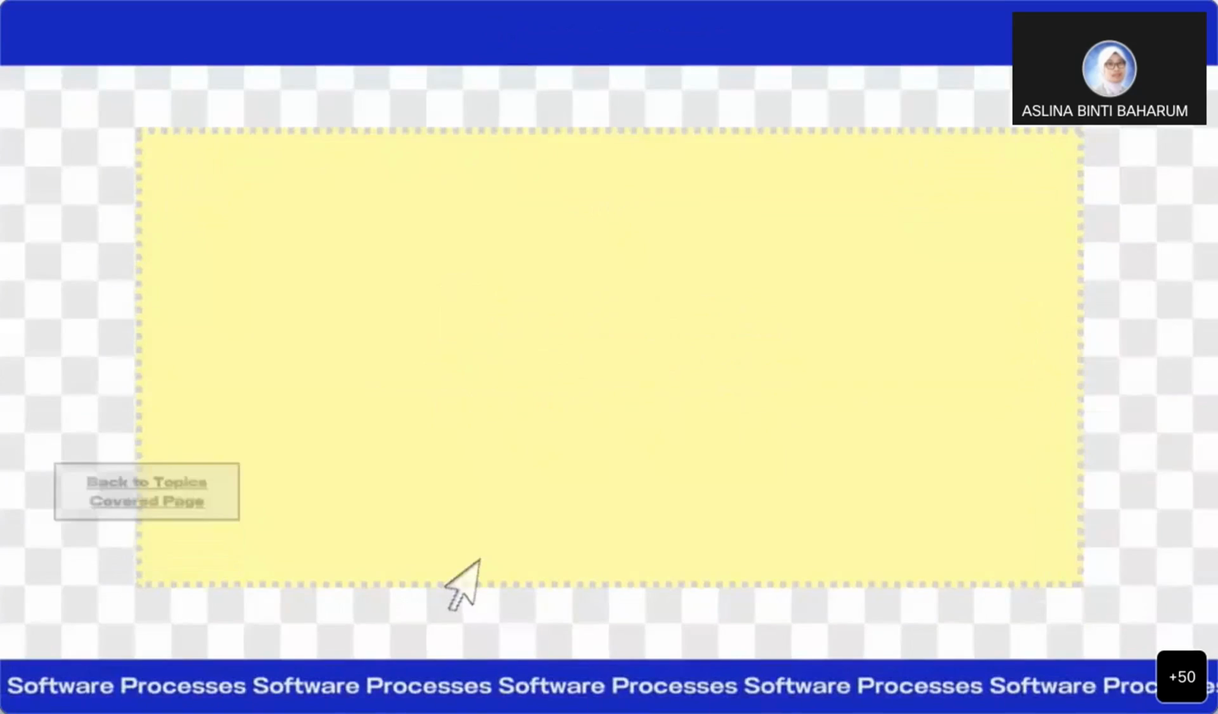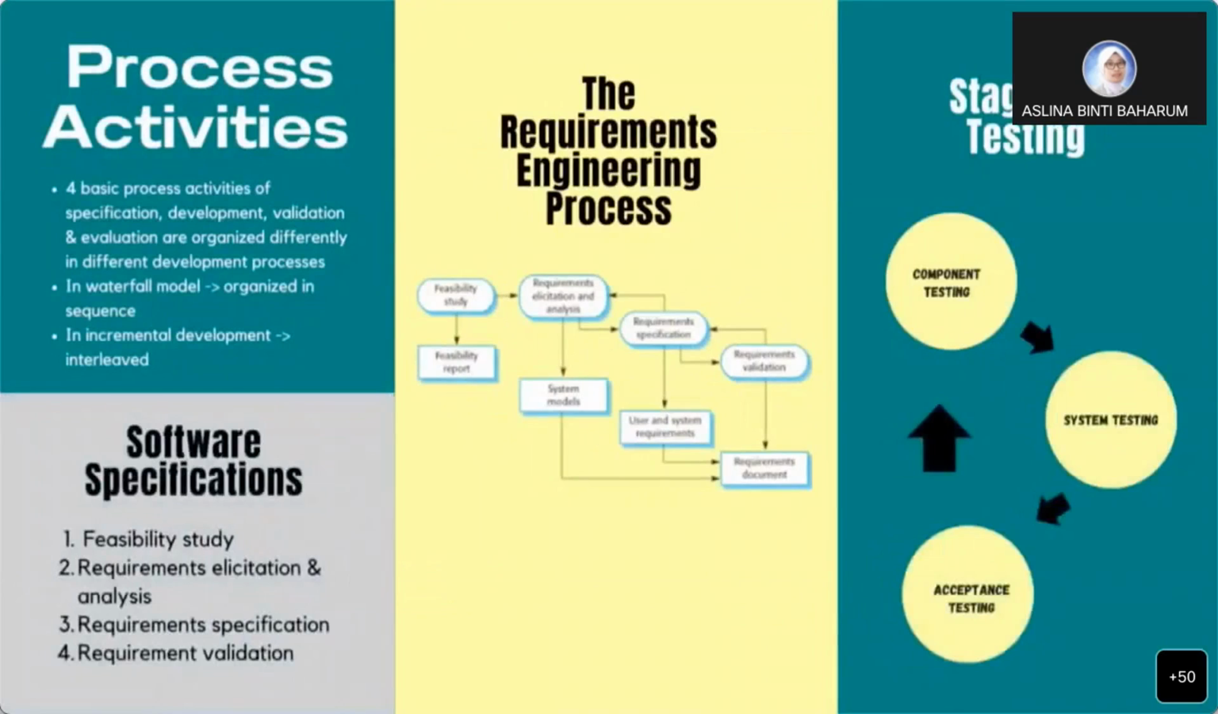We also have software specification, which includes feasibility study, requirements elicitation and analysis, requirements specification, and also requirements validation. We can see here the requirements engineering process, which includes the feasibility study, and also the flow, as we can see here on the slides. The stages of testing include component testing, system testing, and also acceptance testing. And it goes round and round as we go through the software process.